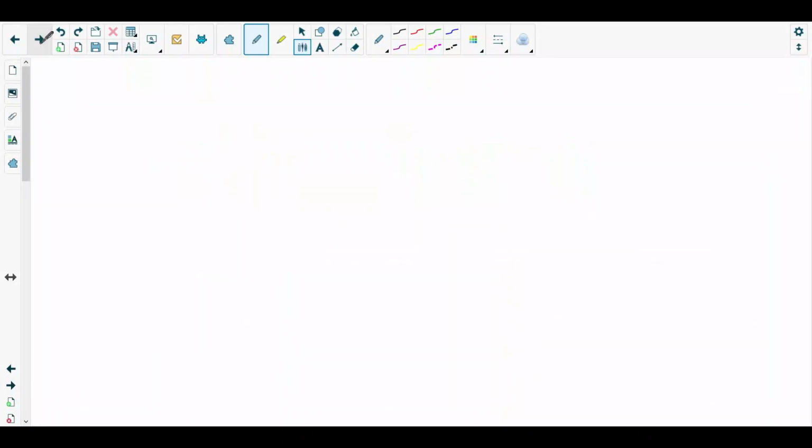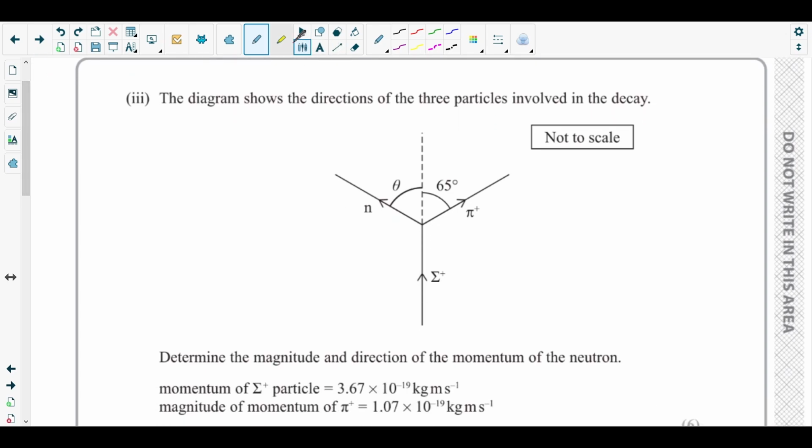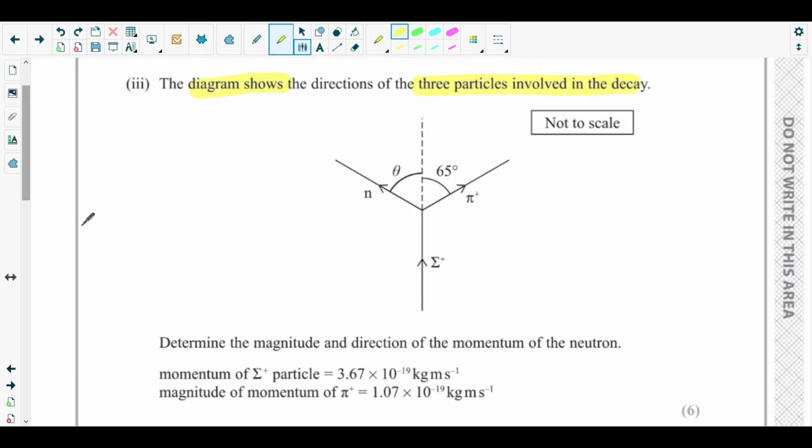In part 3, the question says the diagram shows the directions of the 3 particles involved in the decay. These are the 3 particles. It shows the direction. Determine the magnitude and the direction of the momentum of the neutron. Momentum of omega plus particle is 3.67 times 10 to the power negative 19 kg m/s. Magnitude of momentum of pion plus particle is 1.07 times 10 to the power negative 19 kg m/s.